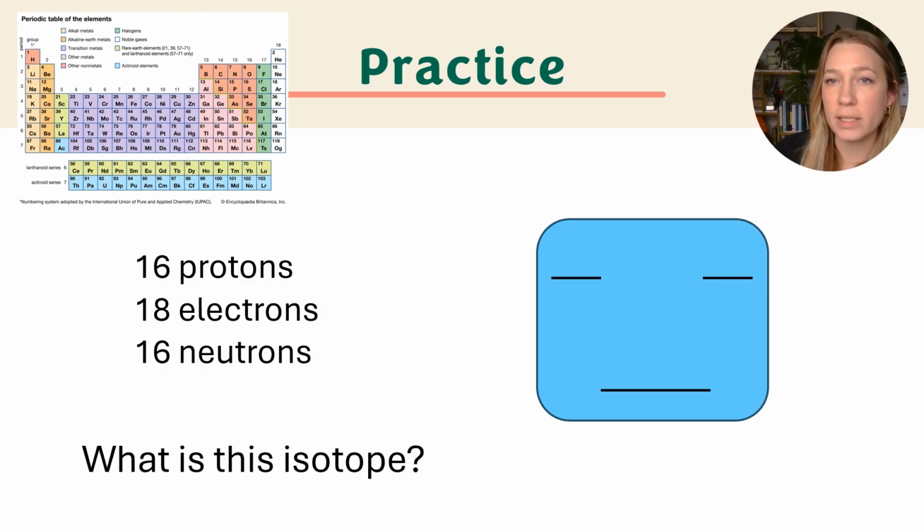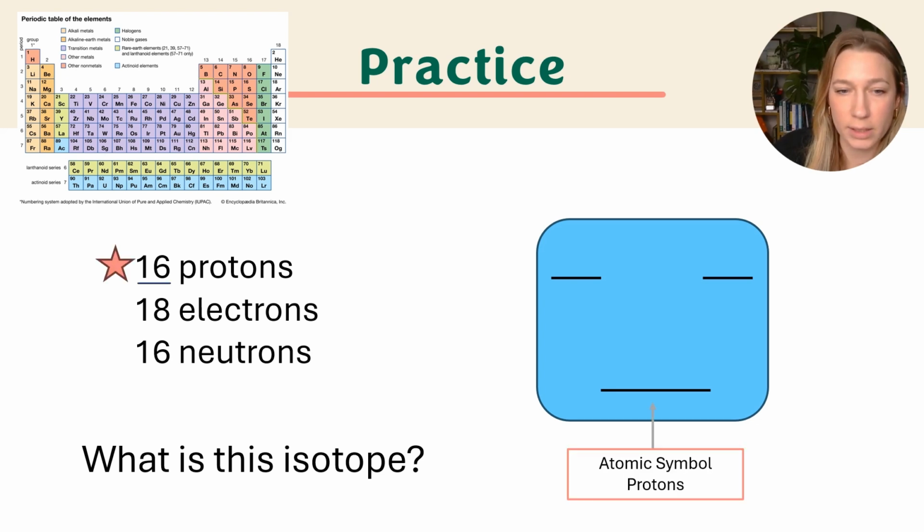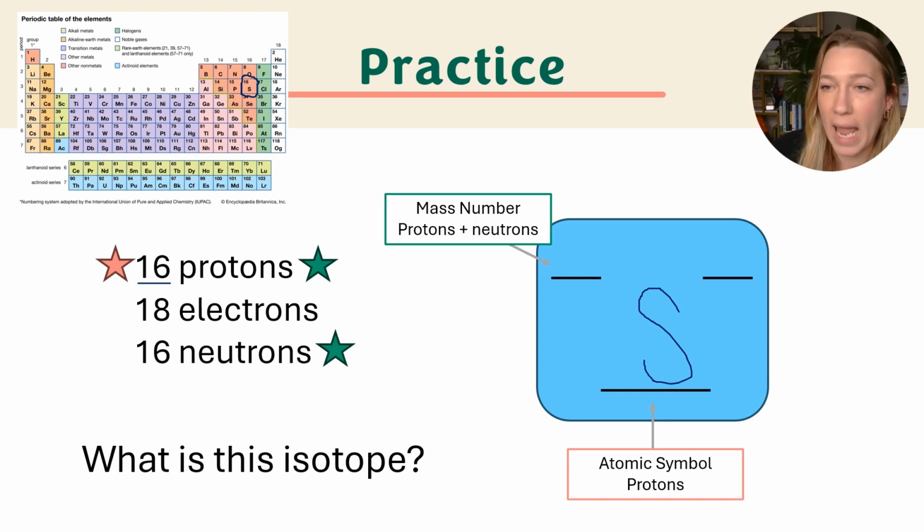Now we must determine an isotope when given the number of protons, electrons, and neutrons. So first we can determine the atomic symbol from the protons. It tells us that there are 16 protons. So we go to our periodic table and we look at which element has an atomic number of 16, and that is S, or sulfur. So our atomic symbol is S, sulfur. Then we can determine the mass number by adding the protons and neutrons. So if we add 16 protons, 16 neutrons, our mass number is going to be 32.